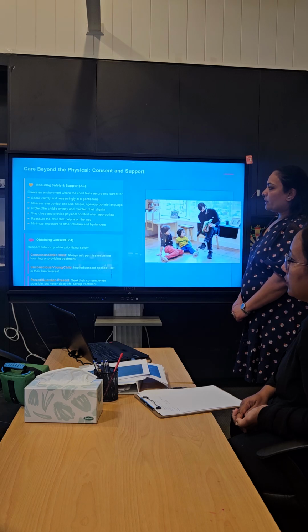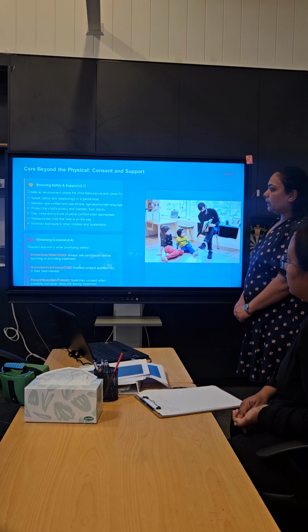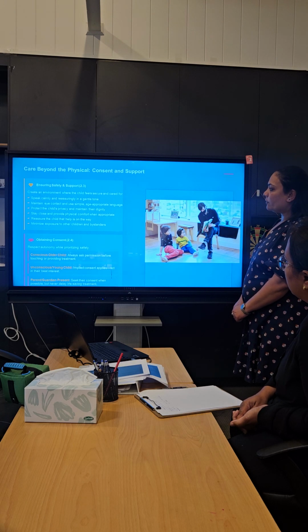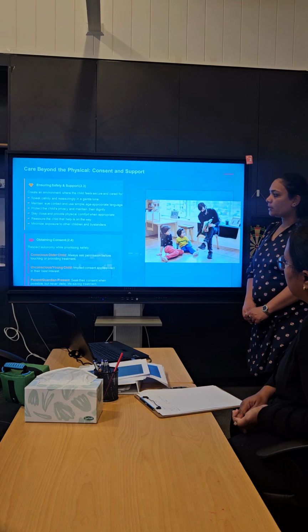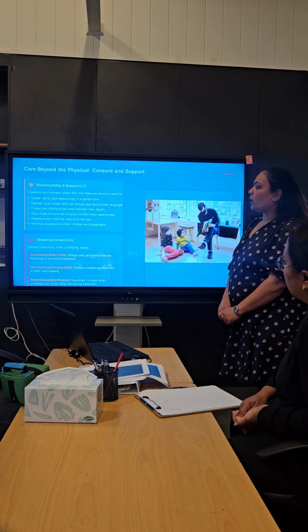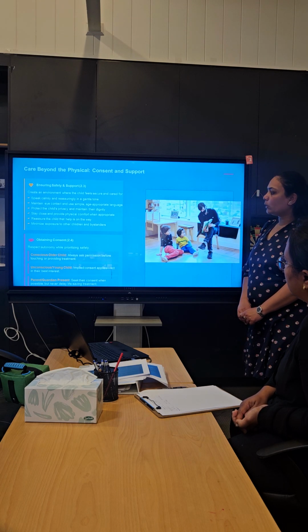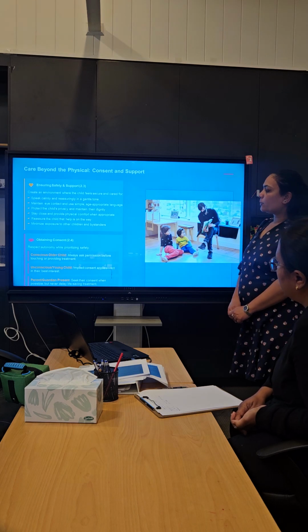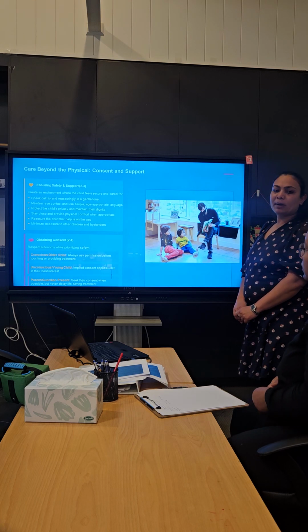Protect the child's privacy and maintain their dignity. Stay close and provide physical comfort when appropriate. Reassure the child that help is on the way, minimizing exposure to other children and bystanders.